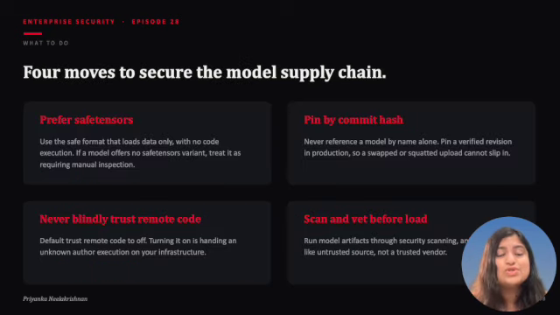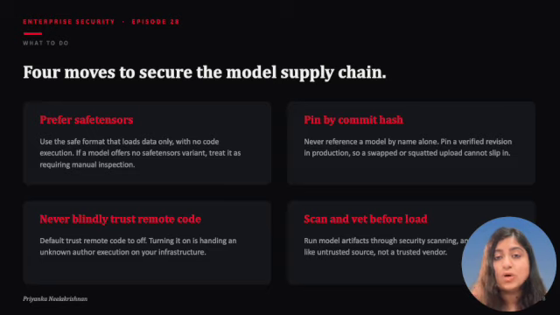Four moves to secure the model supply chain. Number 1, prefer safetensors. Use the safe format that loads data only, with no code execution path. If a model does not offer a safetensors variant, treat that as a signal to inspect it manually before you trust it. Number 2, pin by commit hash.